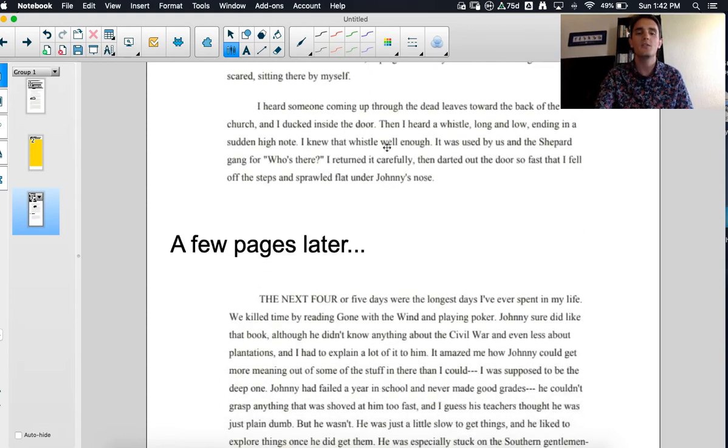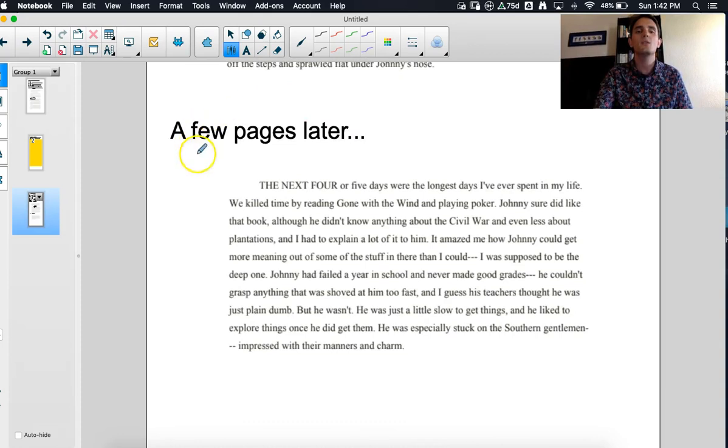So we're going to kind of jump down here a little bit. This next section is going to take place just a few pages later. And this is going to be a really good example of when time just passes really quick, like when the author is like, all right, we're going to blow right through this.